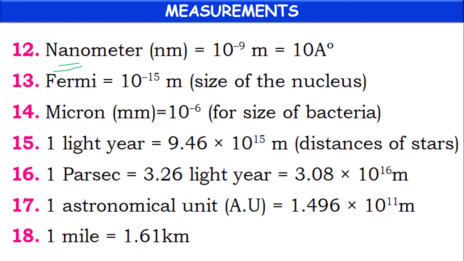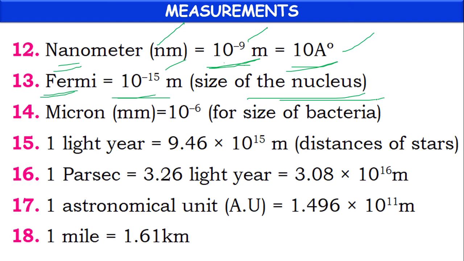Nanometer means 10 power minus 9 meter. Nano means 10 power minus 9, which is equal to 10 angstrom units. Fermi value is 10 power minus 15 meter. It is used to measure size of nucleus. Micron means mm or mu.